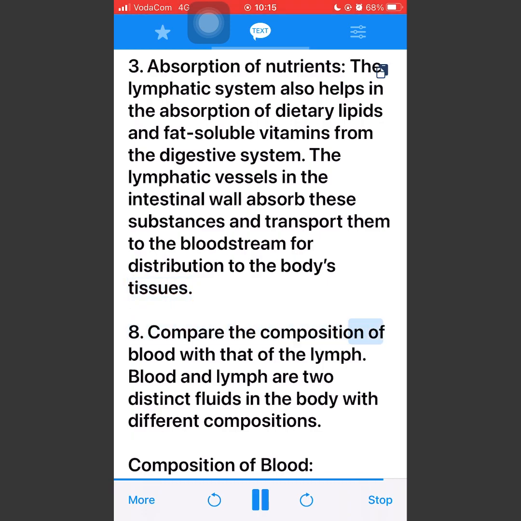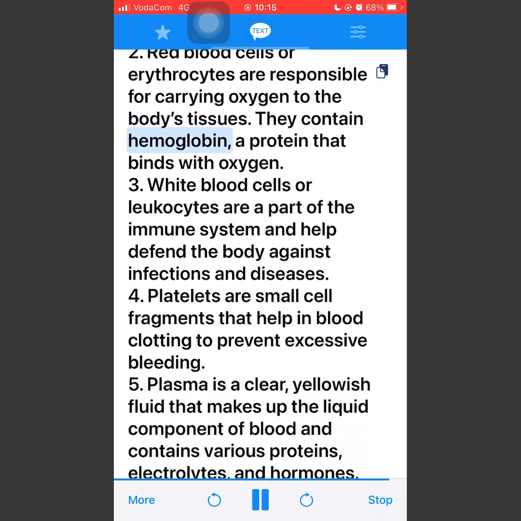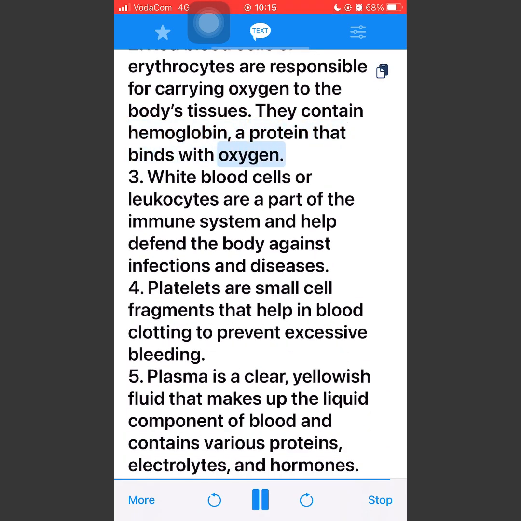8. Compare the composition of blood with that of the lymph. Blood and lymph are two distinct fluids in the body with different compositions. Composition of blood. 1. Blood contains red blood cells, white blood cells, and platelets, suspended in a fluid called plasma. 2. Red blood cells or erythrocytes are responsible for carrying oxygen to the body's tissues. They contain hemoglobin, a protein that binds with oxygen.